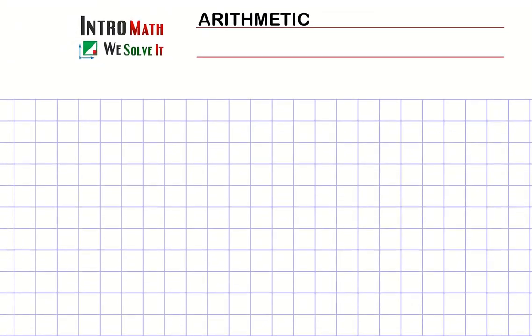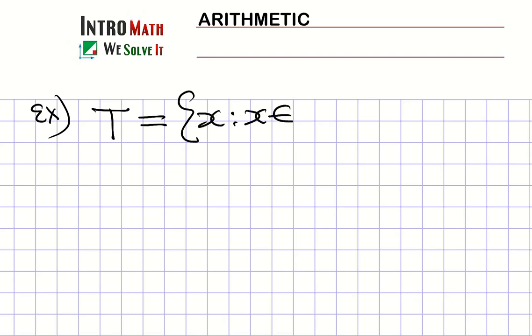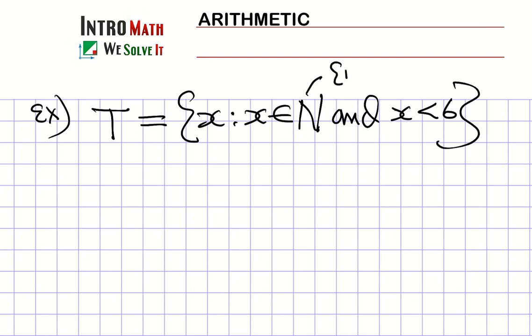What of this set here? Suppose you're given this set T, which is the set of X such that X is an element of N, which is natural numbers, right? And another condition is that X is less than 6. So follow what they're saying there. Natural numbers are 1, the counting numbers, to infinity, right? That's what that means. So X is an element of that, and X is less than 6.